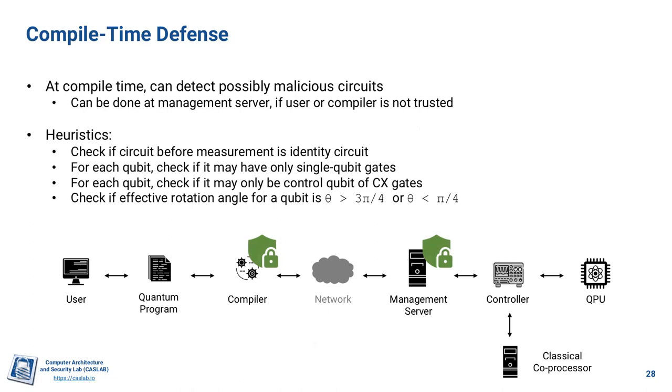For example, as a compile time defense against this attack, we could implement an antivirus or a checker. If you have a circuit that only consists of identity gates and a measurement, that's probably a suspicious circuit. Or if you have a circuit that only has single qubit gates before the measurement, it could also be suspicious. So you can analyze the behavior of the attacker and then come up with these heuristics. Then, either in the compiler or in the server, the cloud management engine, you could check the user circuit. Like there was a question earlier, since the cloud provider has full access to the circuit, they could apply some rules to check your circuit before they let it run. So that's one defense. And I think I'm out of time.